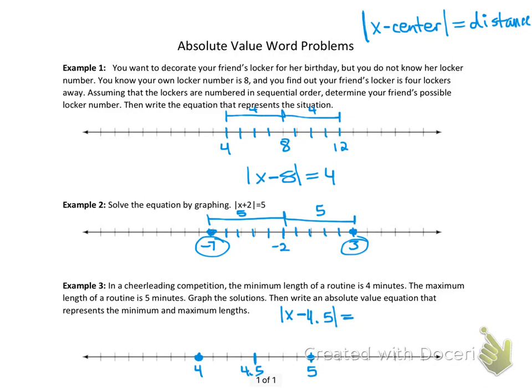Now don't forget, the distance that I'm talking about is not the distance between 4 and 5. It's the distance between the center and the edge. Well, the distance between the center and the edge is 0.5. Both ways. So the answer is the absolute value of x minus 4.5 equals 0.5.